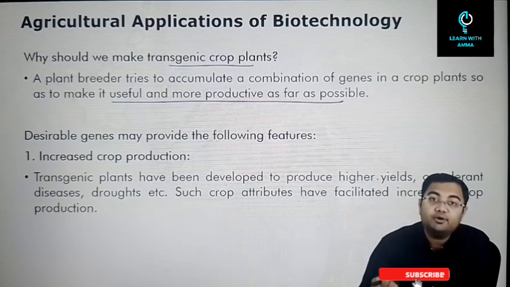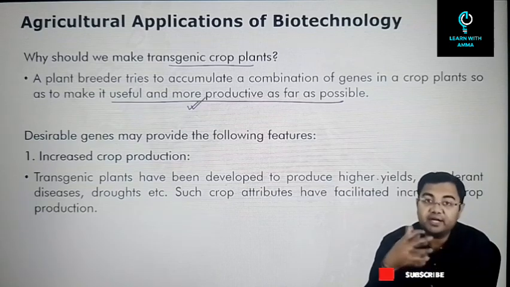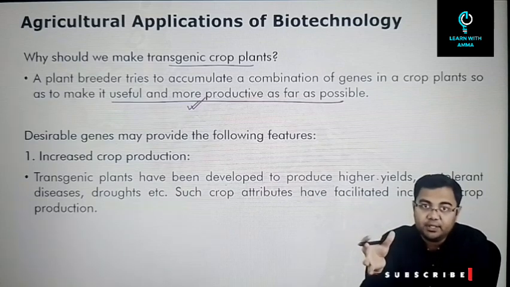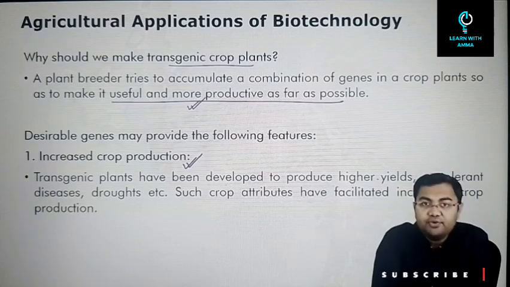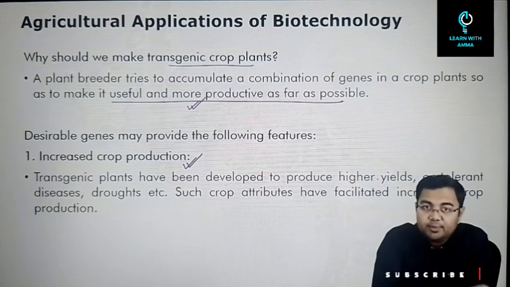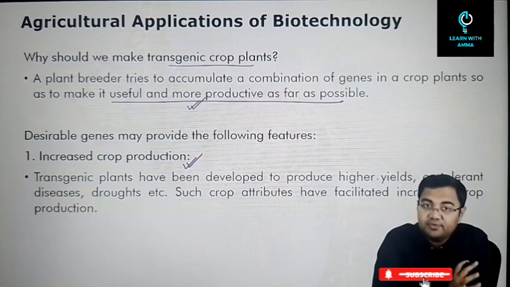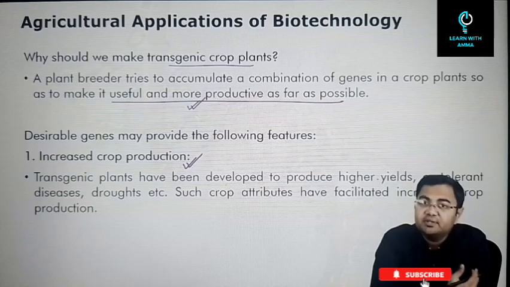Now what kind of properties are we talking about? When we say useful and more productive, what kind of properties? There are n number of things that you can think of. First and foremost, increasing crop production. How would we increase crop production? There are a couple of ways. You can also increase the nutritional value of whatever the crop is giving. How do you increase the crop production? There are a few ways.